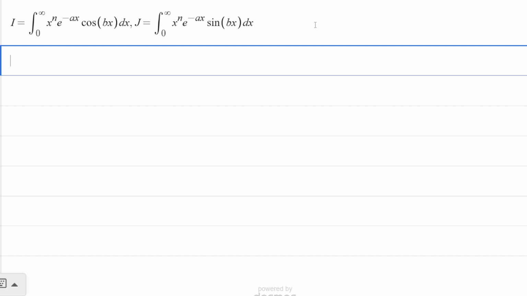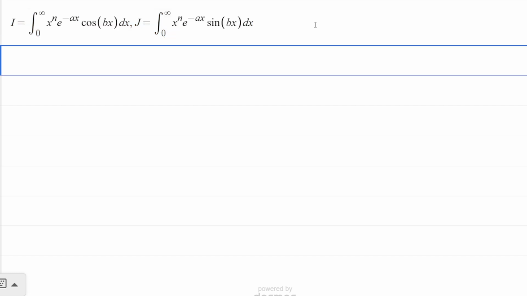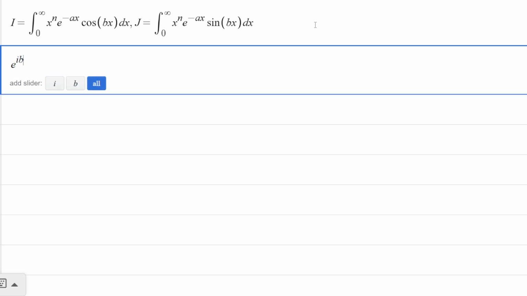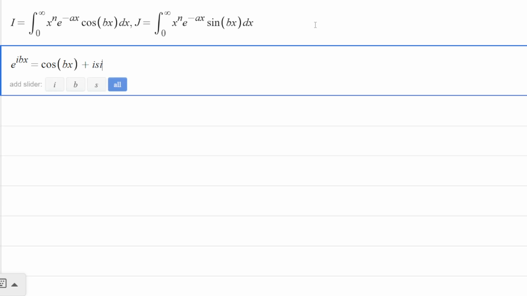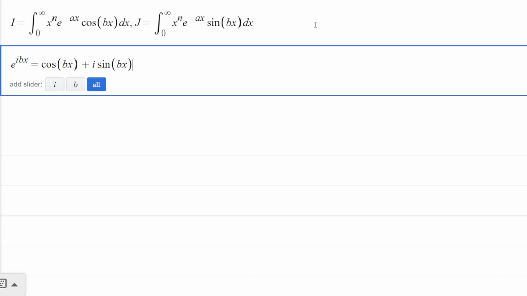Today, my goal is to develop a closed form expression for both these integrals. All right, so where are we going to start? Well, first, let's start like this. Let's notice that e to the ibx is equal to cosine of bx plus i sine of bx. All right, so let's use that like this.